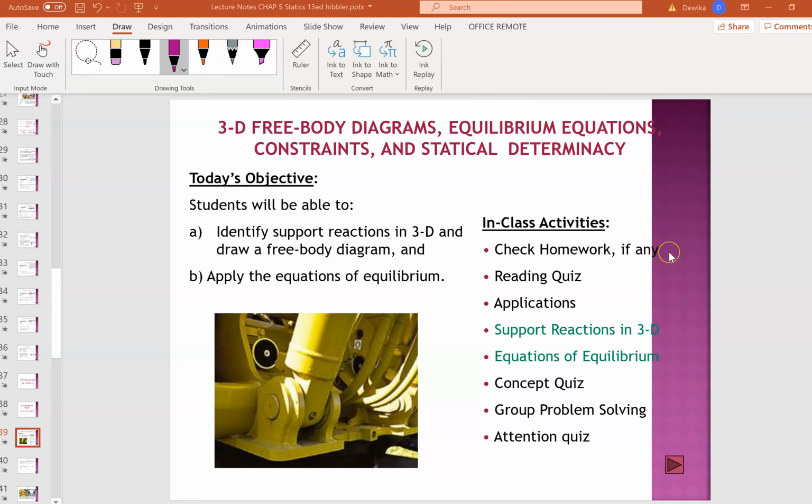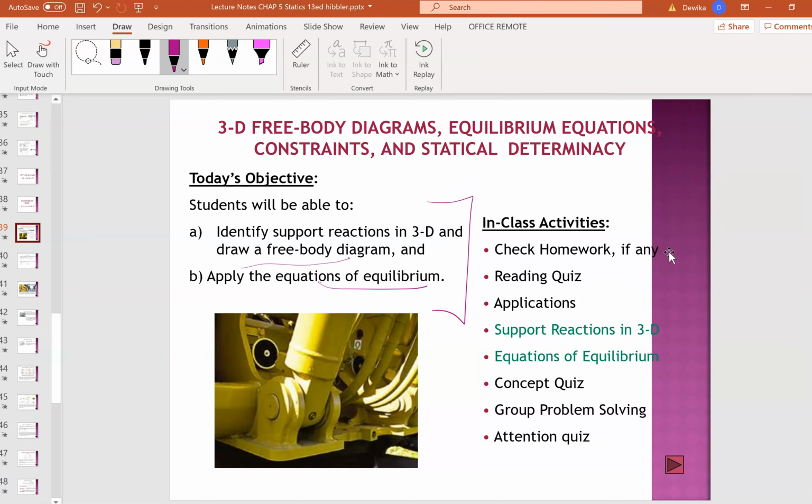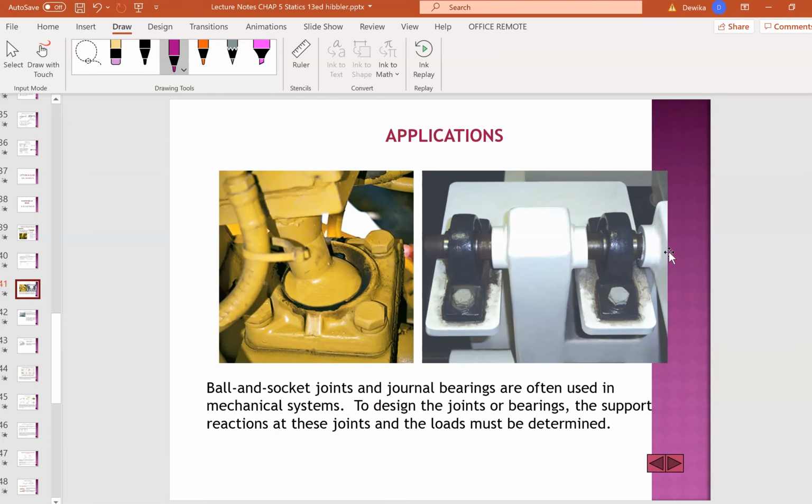This covers chapter 5.5, 5.6, and 5.7. At the end of the day, students will be able to look at support reactions in 3D, draw the free body diagram, and apply the equations of equilibrium, similar to 2D. I repeat, this is just for knowledge's sake. 2D is the one that's tested in the exam. The actual application in real life is 3D. Mostly everything is actually in 3D.